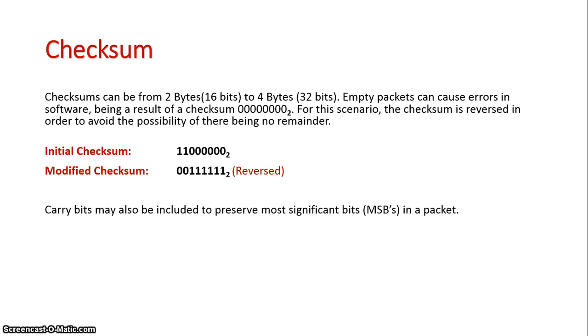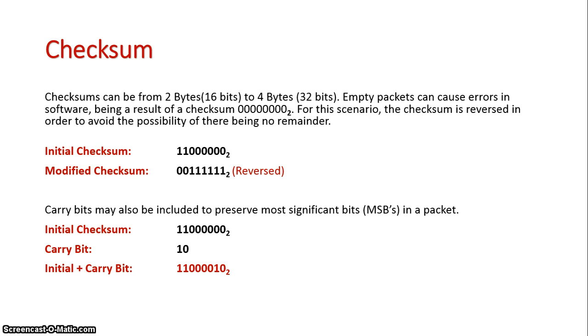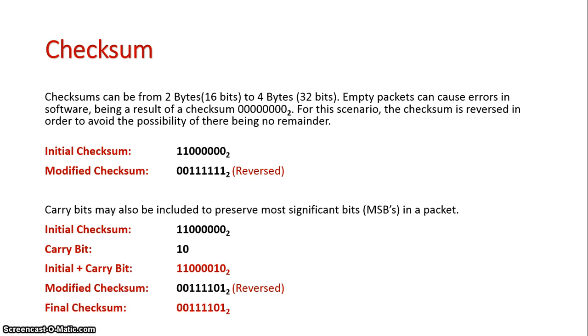So in order to protect our most significant bits, our MSBs, we can also add what's known as a carry bit. So let's take my initial checksum. I'm going to add a carry bit of 10. So that gives us 11000010. I then reverse it, and that becomes my final checksum.